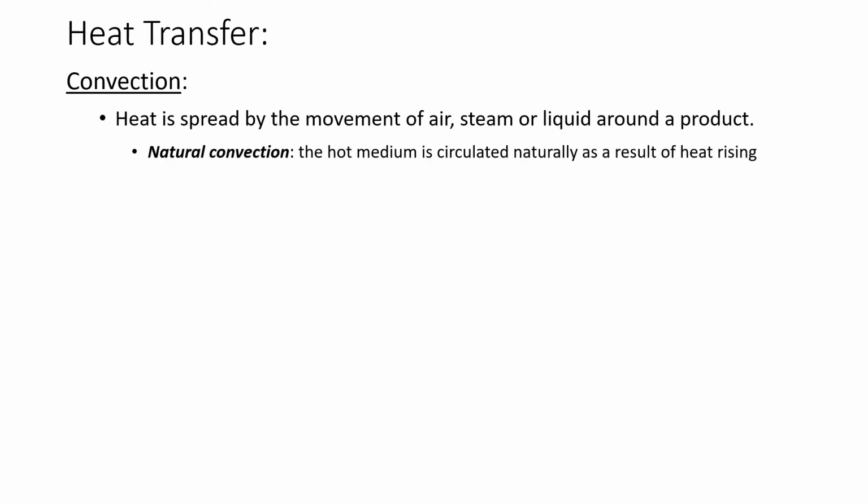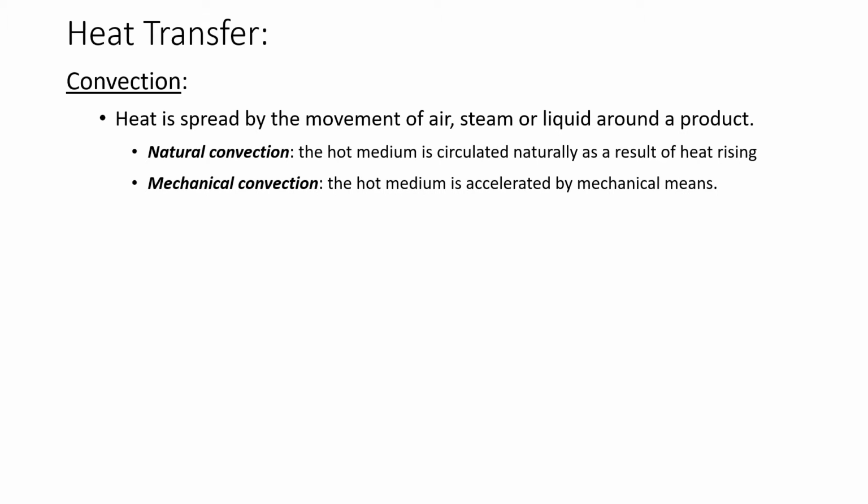There's natural convection, in which case the hot medium is circulated naturally as a result of heat rising with convection currents causing the heat to rise up and the cooler air to drop down, and then you get this sort of circular motion of heat within a cabinet, within an enclosed environment. Or we can make that process a little bit more efficient by actually moving the air around using a fan, for example, in a convection oven. And this makes convection much more efficient, evenly distributes the heat throughout the container and so on.